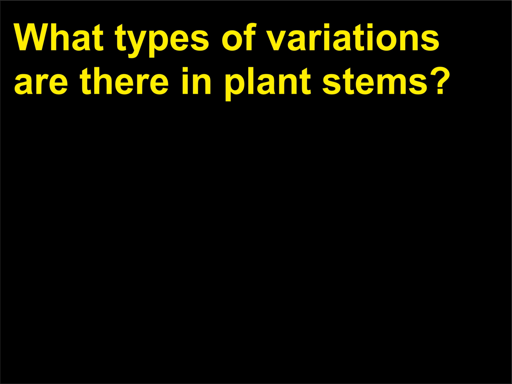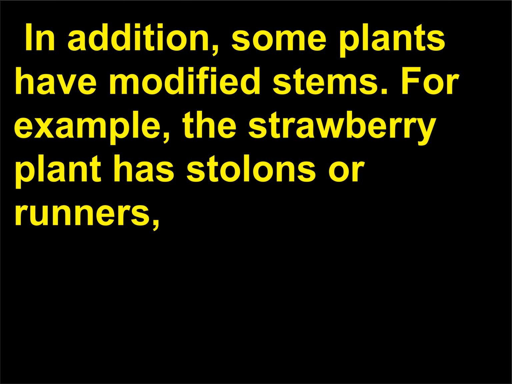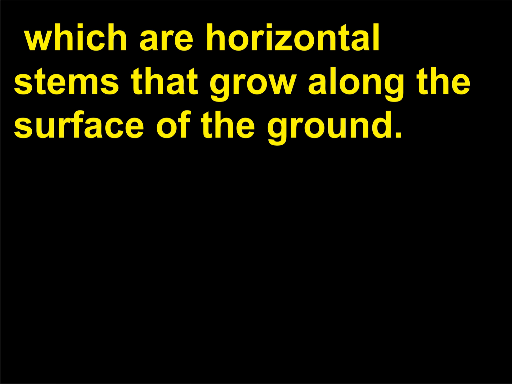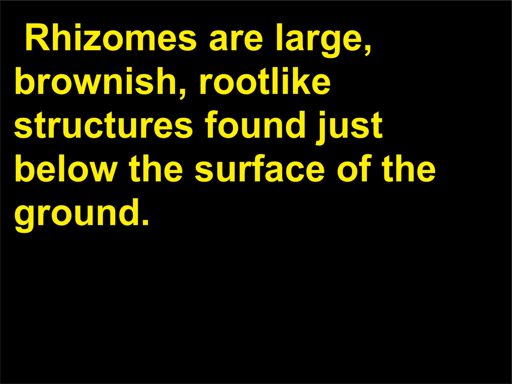What types of variations are there in plant stems? Plant stems show variation in size and shape. In addition, some plants have modified stems. For example, the strawberry plant has stolons or runners, which are horizontal stems that grow along the surface of the ground. Iris plants also have horizontal stems called rhizomes. Rhizomes are large, brownish, root-like structures found just below the surface of the ground.